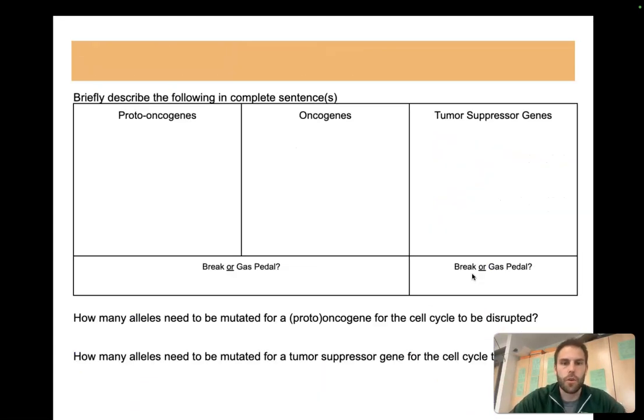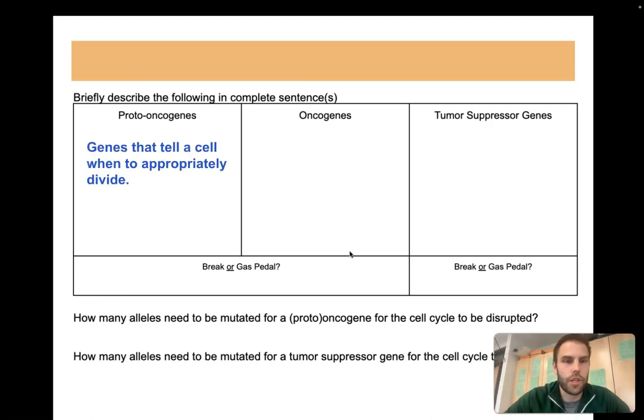Okay. So this brings us to proto-oncogenes, oncogenes, and tumor suppressor genes. These are the genes that are going to be involved in causing cancer. Proto-oncogenes are genes that tell a cell when to appropriately divide. When these are working, it's kind of like a foot on the gas pedal. You should divide at this time, but overall, we're not usually dividing. Proto is kind of like before, and onco means like the cancer. So an oncologist is a doctor that treats cancer.